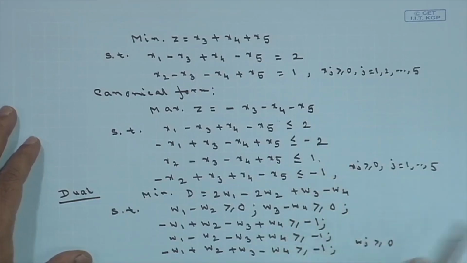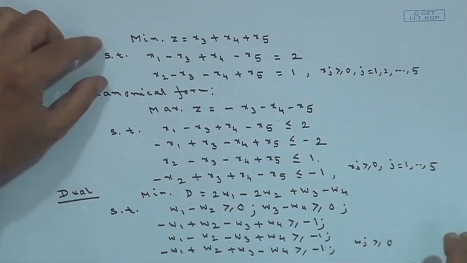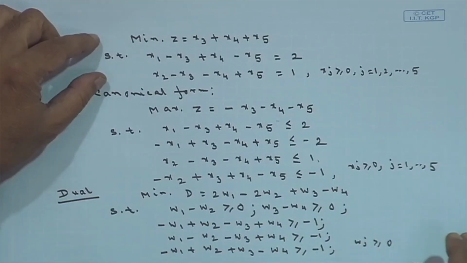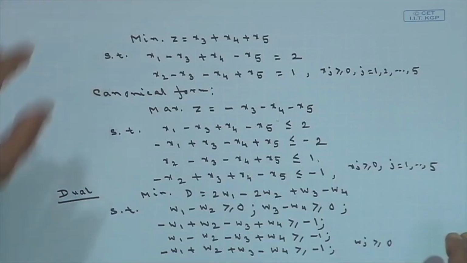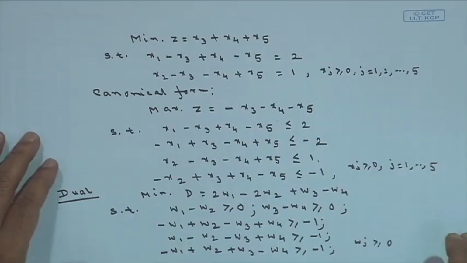So, please note this one, the problem which was given to me initially was a minimization problem, and that was of equality type constraints. So, at first I have written its canonical form. Whenever I am writing the canonical form, I am making the objective function a maximization problem, whereas all the constraints will be of less than type inequality only. Then we have written the corresponding dual problem.